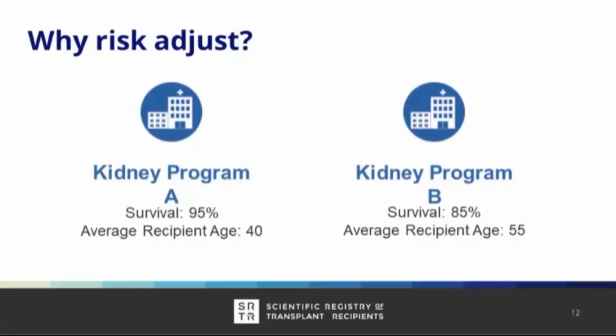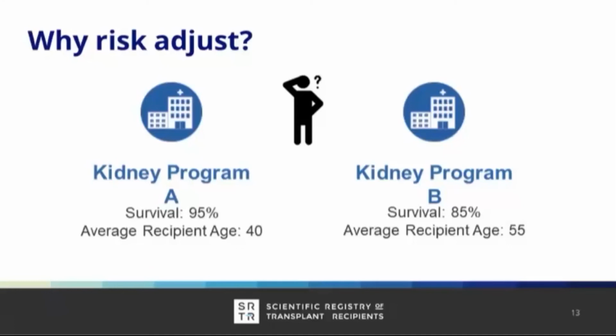And so now we're sort of confused, right? We may scratch our head and say, well, okay, this is perhaps not an apples to apples comparison here, because it appears that program A's population, whether by their choice or just by the nature of the need within their area, have younger people that they're transplanting that we may expect to have better post-transplant outcomes, compared to program B, which is serving perhaps an older population or is perhaps willing to list older recipients, willing to transplant older recipients. And so now we're sort of questioning our decision.